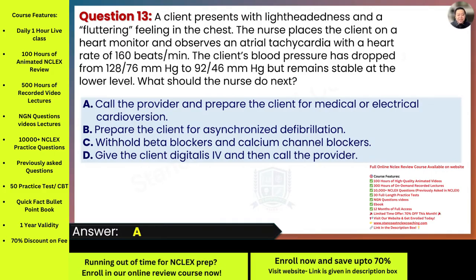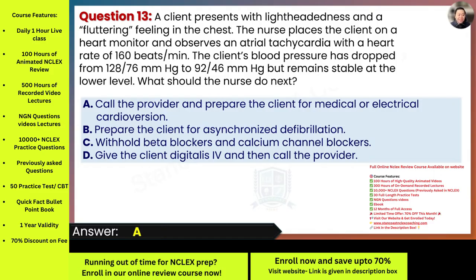Give the client digitalis IV and then call the provider. Well, I want you to remember that digoxin or digitalis can be used to treat certain arrhythmias like atrial fibrillation or atrial flutter with rapid ventricular response, but this is not typically the first line treatment for atrial tachycardia. Digitalis has a narrow therapeutic range, which simply means that it can cause toxicity if not monitored closely, and it's not the ideal choice in this scenario. It also takes longer to work, so it's not the most urgent intervention this time.